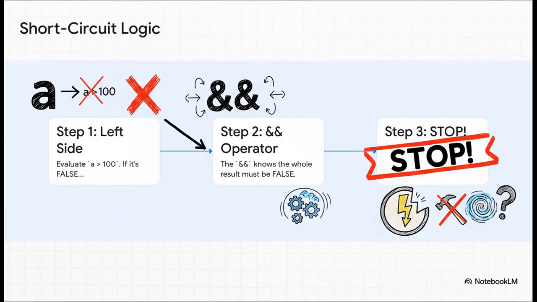Let's walk through the computer's logic here. Step 1, it checks the left side. Is A, which is 10, greater than 100? Nope, that's false. Now, because we're using the AND operator, the computer is smart. It knows that if one part of an AND statement is false, the whole thing has to be false. There's literally no reason to even look at the other side. So, it just stops. It short circuits. And that B++ part, it's never ever touched.